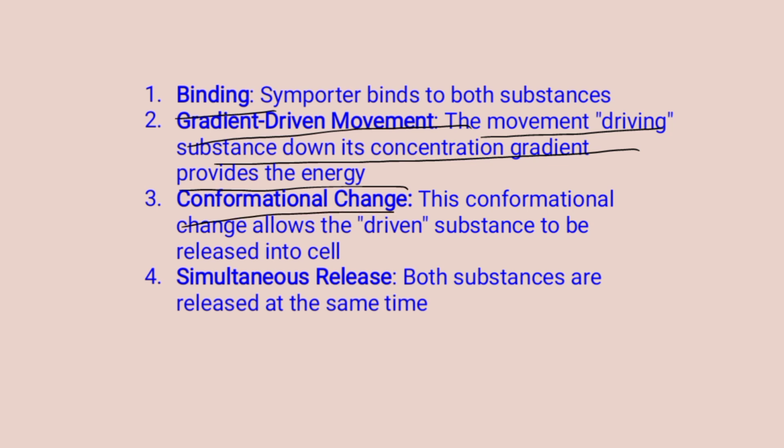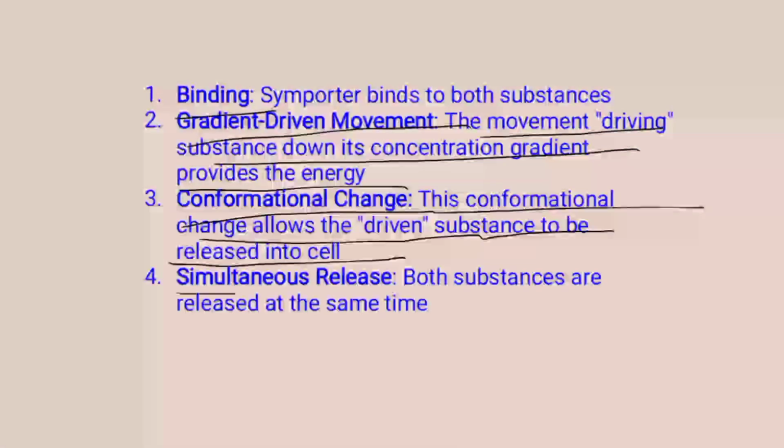Third is conformational change. This conformational change allows the driven substance to be released into the cell along with the driving substance. Last is simultaneous release. Both the substances are released at the same time, having moved together in the same direction.